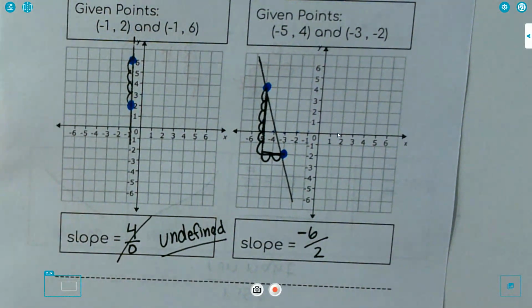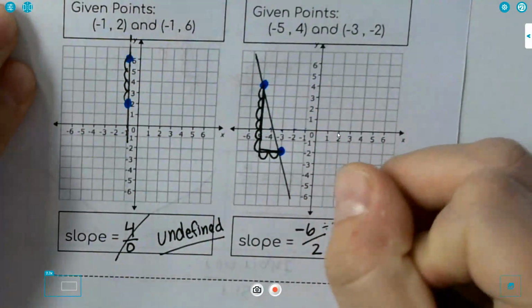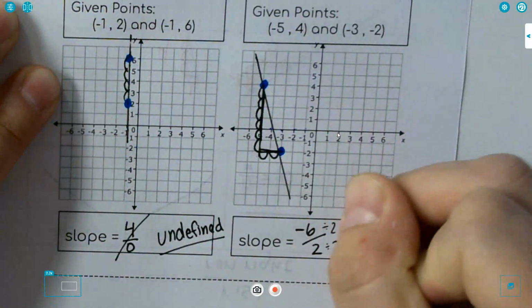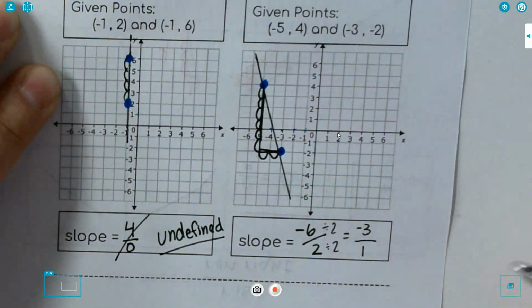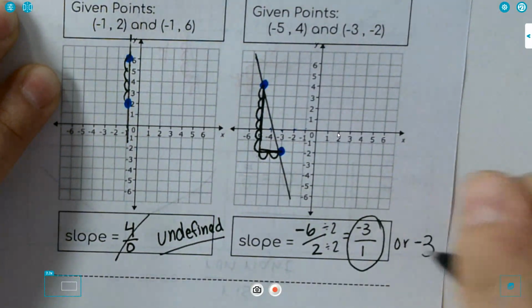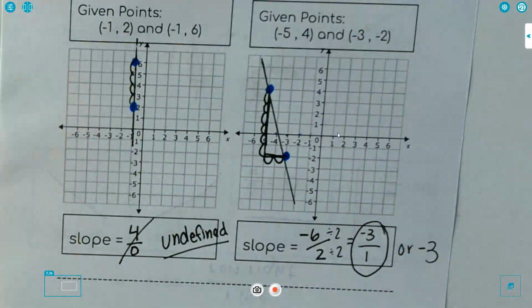That fraction can be reduced. What can I divide 6 and 2 both by? 2. So if I divide the top by 2, I get -3. If I divide the bottom by 2, I get 1. So my slope is -3 over 1, or if I wanted to, I could just write -3. You can leave that over 1. I like to for slopes, but you don't have to.